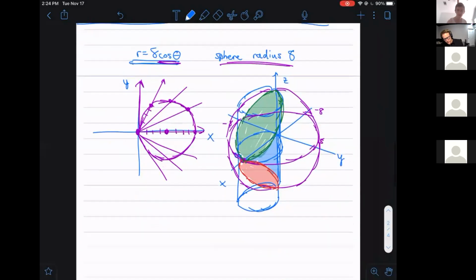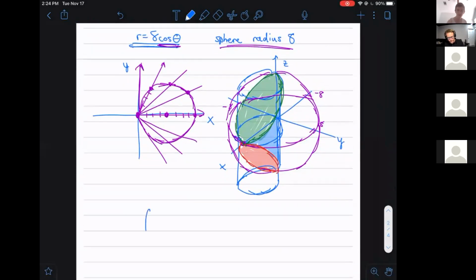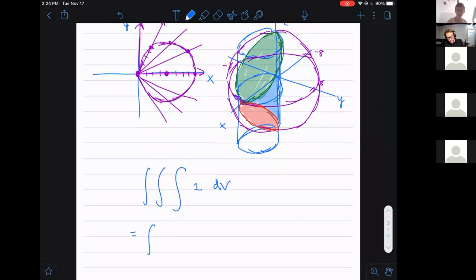So if we were to set this up in cylindrical coordinates, anytime you're finding volume with a triple integral, it's always the triple integral of 1 dV. And since it's in the cylindrical coordinate section, and it says to use cylindrical coordinates, we transform the dV into r dz dr d theta. And now we set up our bounds.